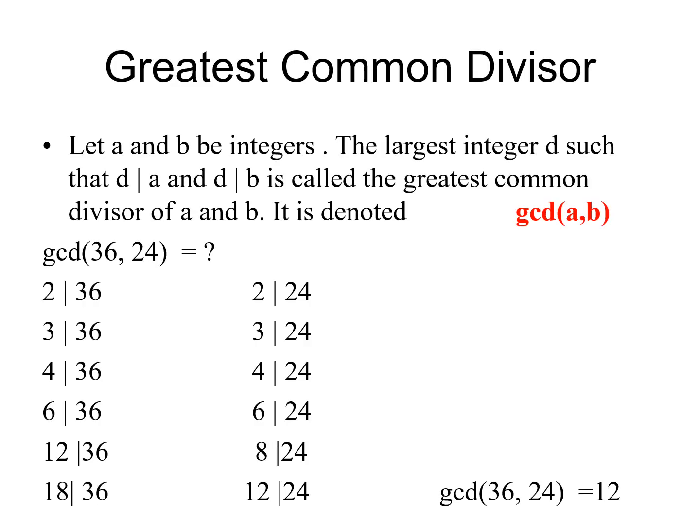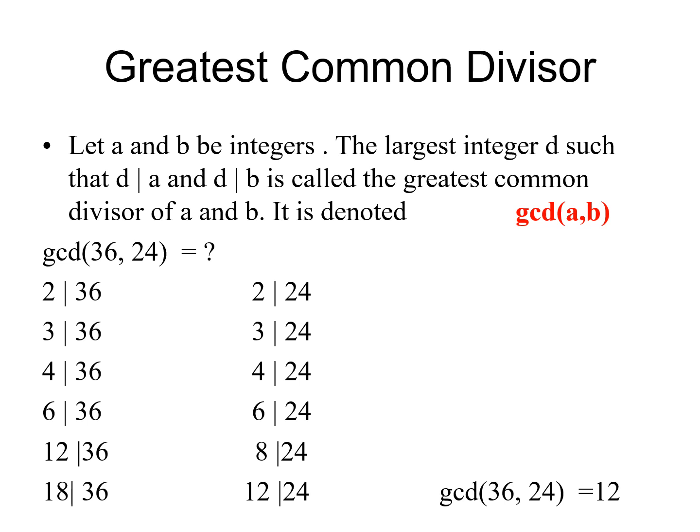Next we can see a very familiar concept, that is greatest common divisor. Let a and b be integers. The largest integer d such that d divides a and d divides b is called the greatest common divisor of a and b. It is denoted as GCD, then within parenthesis a comma b. Suppose you are asked to find GCD of 36 and 24. We can see how to find factors of 36 and 24. After finding different factors, you have to choose the greatest factor which can divide both 36 and 24.